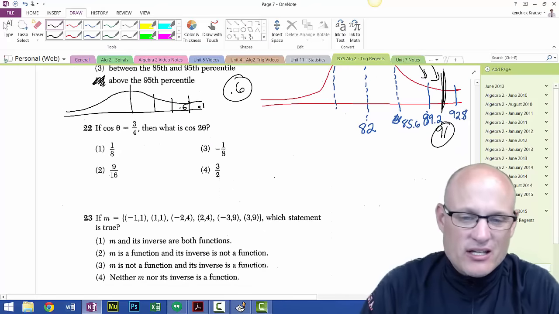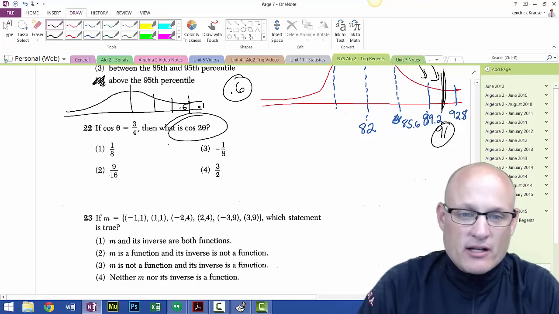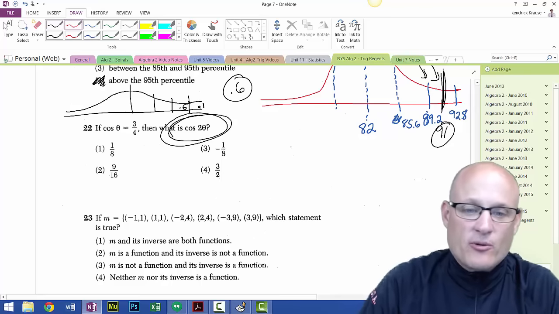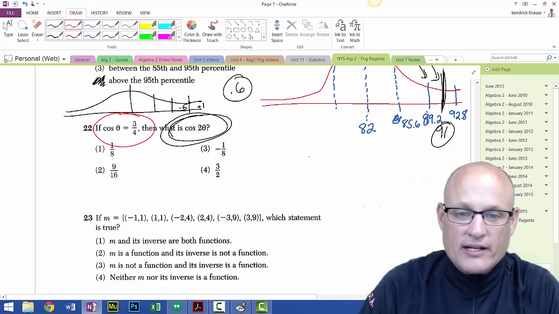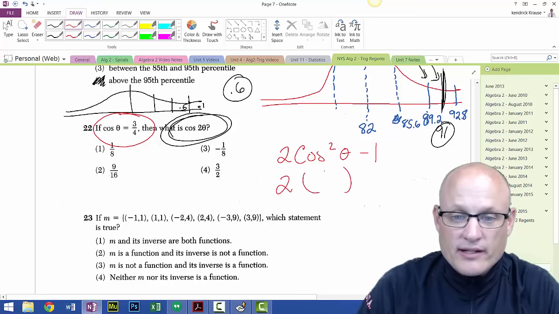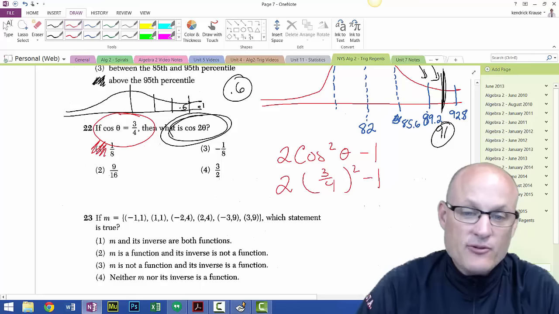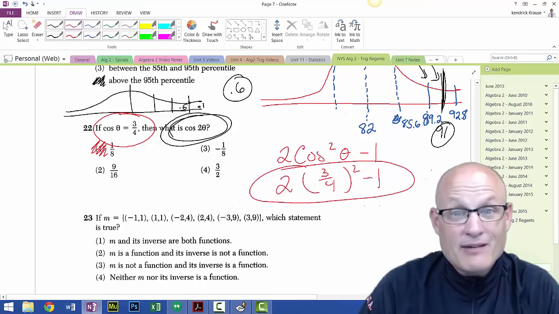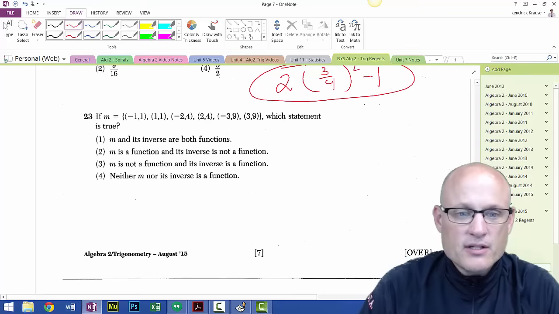Again, I don't have the formula sheet on this particular one. I don't know where it is. It doesn't really matter. If you remember correctly, double angle formula, you got to go to the formula sheet. You want to use the one with cosine in it. So the cosine formula is 2 cosine squared theta minus 1. We know what cosine theta is. It's 3/4. Squared minus 1. And the answer is 1/8. If you type this in your calculator, you get 1/8. I'm not going to do it. You just do. All right.